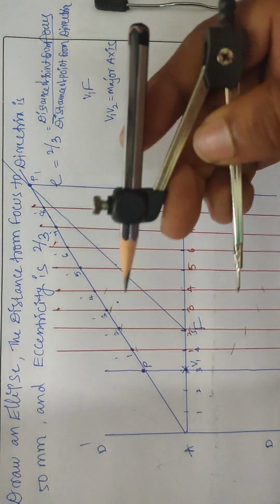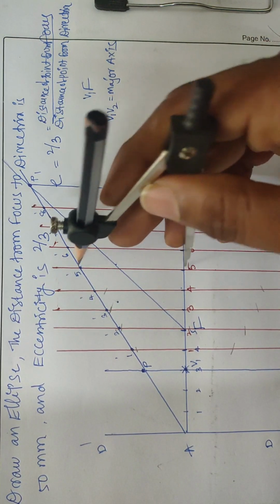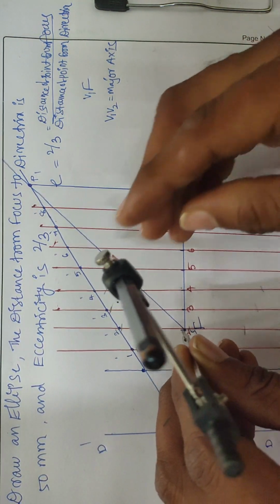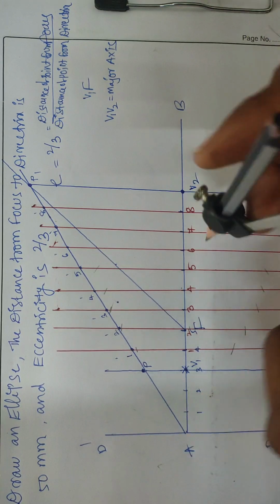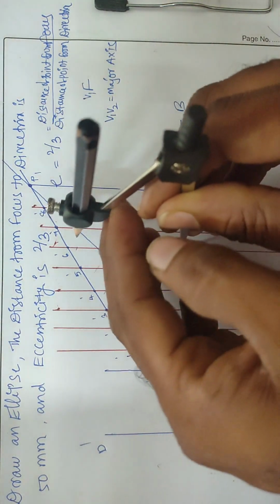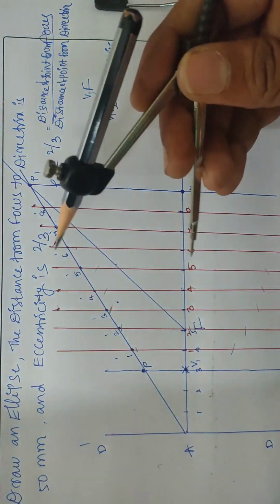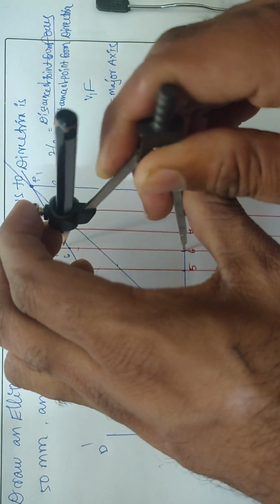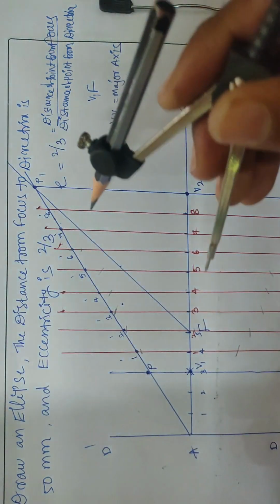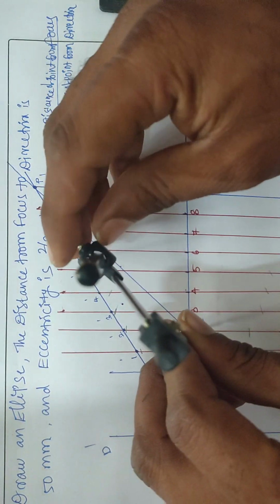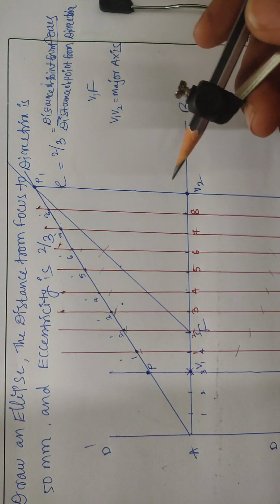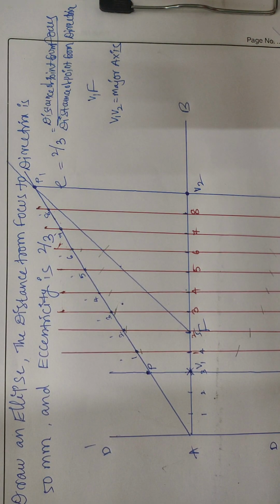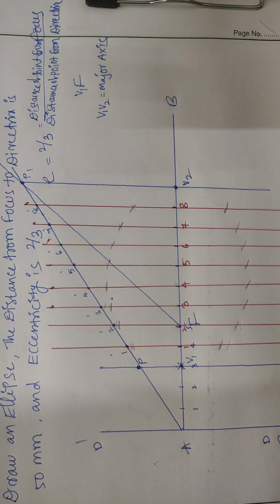Next, take the 5 to 5 dash distance in the compass, focus as center, and arc on the 5th line. Next, 6 to 6 dash, same focus as center, arc on the 6th line as well. Similarly, 7 to 7 dash and 8 to 8 dash, we need to mark arcs. Like this, you will get arcs on each and every line.